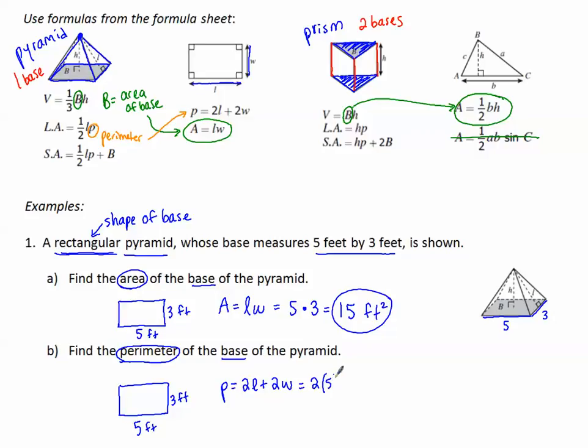So 2 times 5 plus 2 times 3. So 10 plus 6, 16. Now this is just feet plus feet, so this will be feet, 16 feet. Only the area is square units.